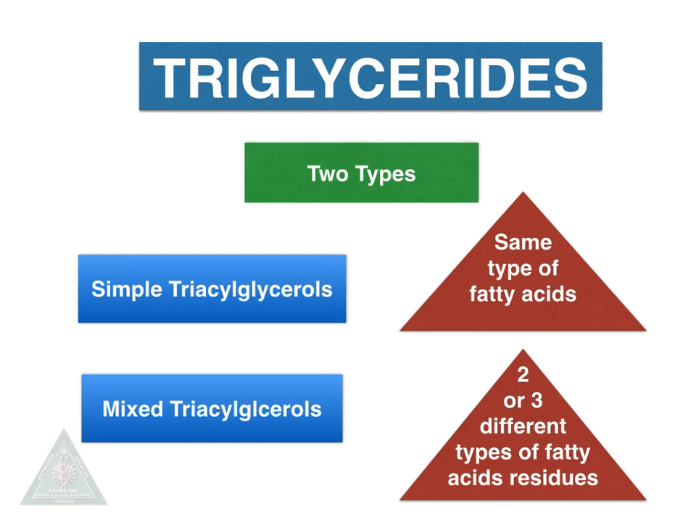Next, triacylglycerols or triglycerides are classified into two types. First one is the simple triacylglycerols and the second is mixed triacylglycerols. The simple triacylglycerols contain the same type of fatty acid residues at all the 3 carbons, and mixed triacylglycerols contain 2 or 3 different types of fatty acid residues. In the mixed triacylglycerols, carbon 1 is attached to a saturated fatty acid and carbon 2 is attached to an unsaturated fatty acid, and carbon 3 is either saturated or unsaturated.